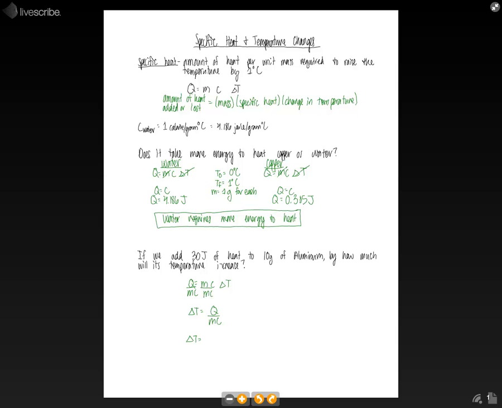So our change in temperature, we know that we're adding 30 joules of heat, so that's our Q. Our mass is 10 grams. And aluminum, if we look up its specific heat value, we will find it's 0.902 joules per gram degree Celsius. So working this out and getting our units to cancel out, we find that the temperature will increase 3.33 degrees Celsius when you add that amount of heat to the specific sample of aluminum. So this is how we use specific heat in solving problems relating temperature changes.